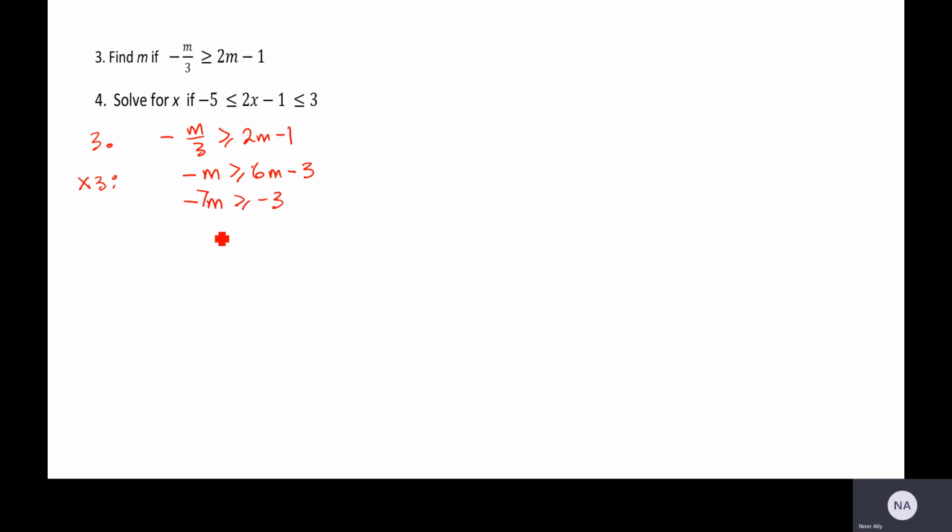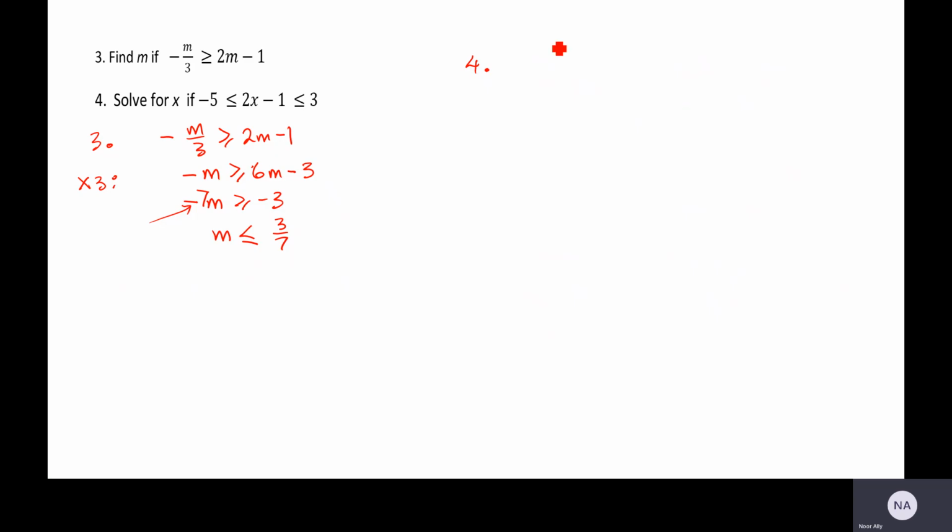I'm dividing by negative 7. M becomes plus 3 over 7. Because I'm dividing by a negative quantity, this will reverse direction. Therefore, m is less than or equal to 3 over 7. Once again, I can go a little quicker because you have done this so often. Now, what about the next one?